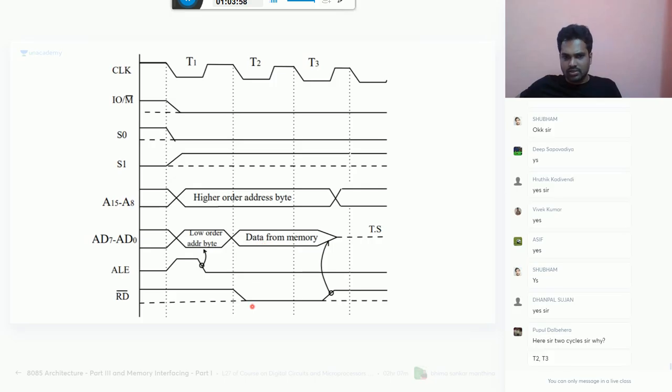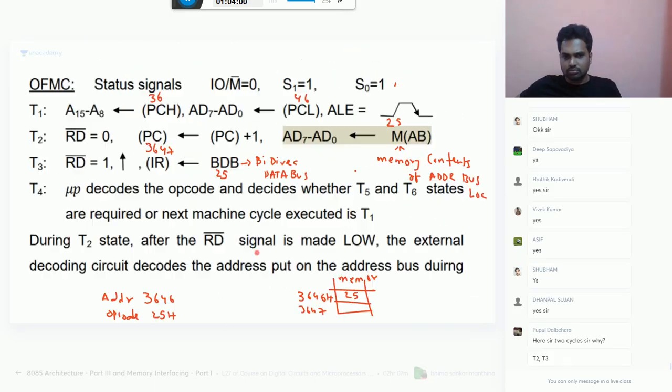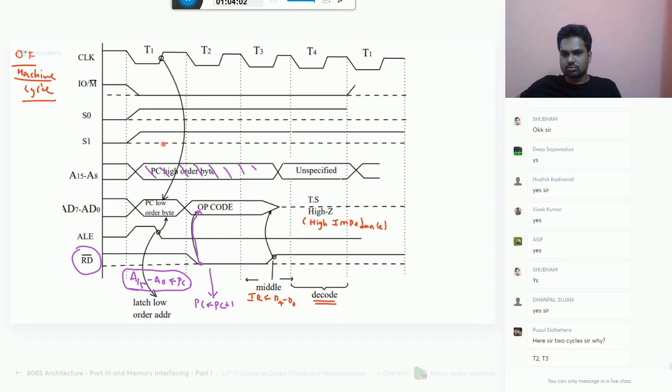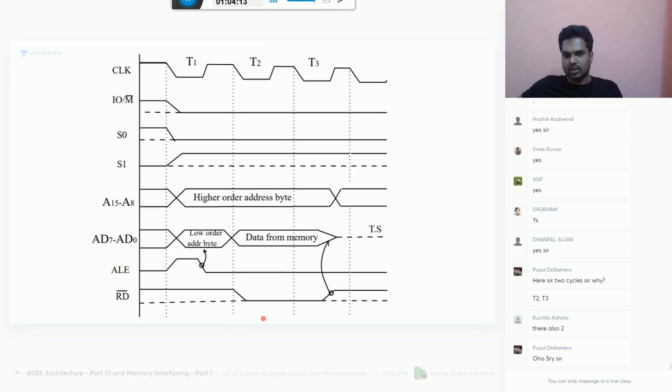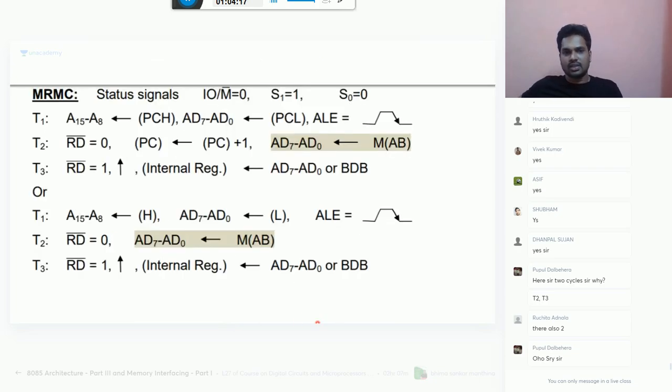Here also, earlier also it is same. It will start at the T2 and at the T3, during T3. Okay, see step by steps. Listen here. First T state address is copied by the same story as previous case.